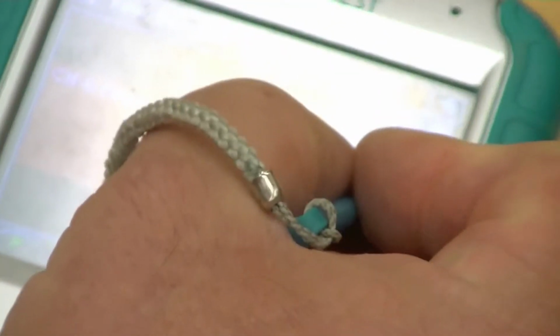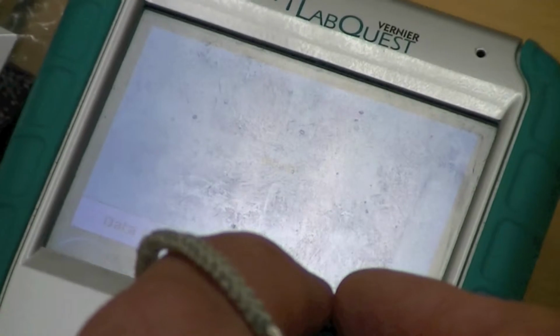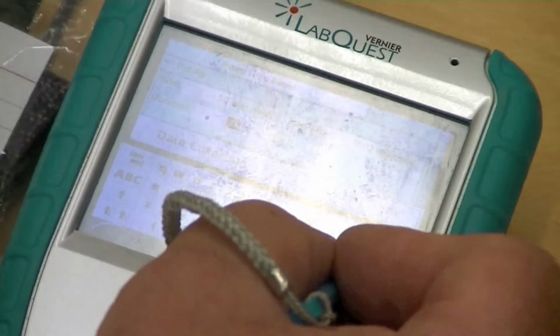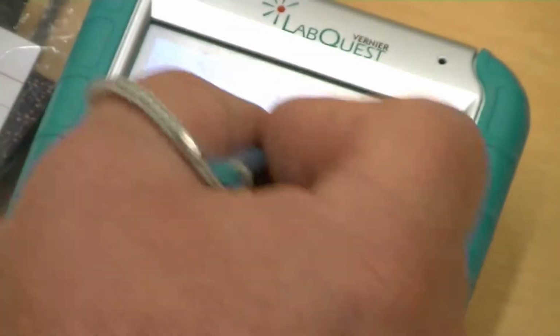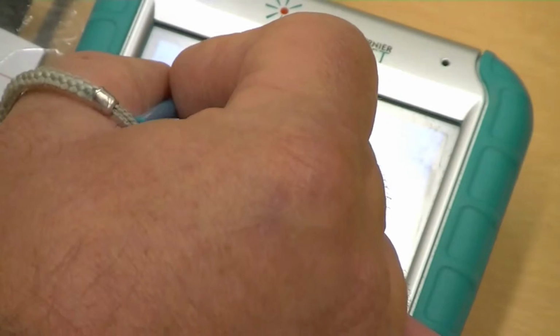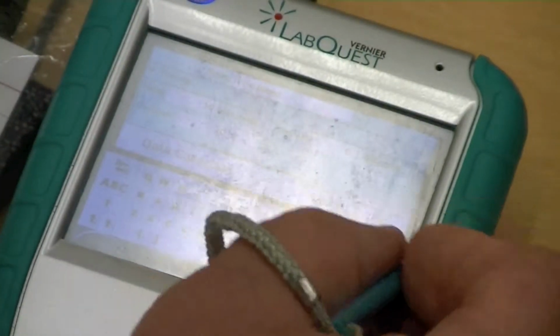The first thing that you'll notice is the duration is 10 seconds. I would suggest that you change the duration to 15 seconds, and that we do the sampling rate at 10 samples per second. Then press OK.